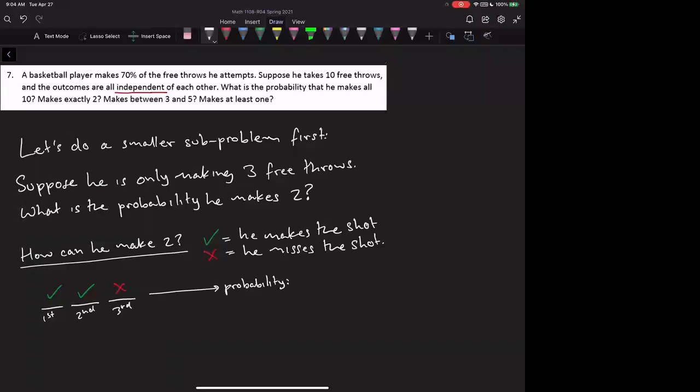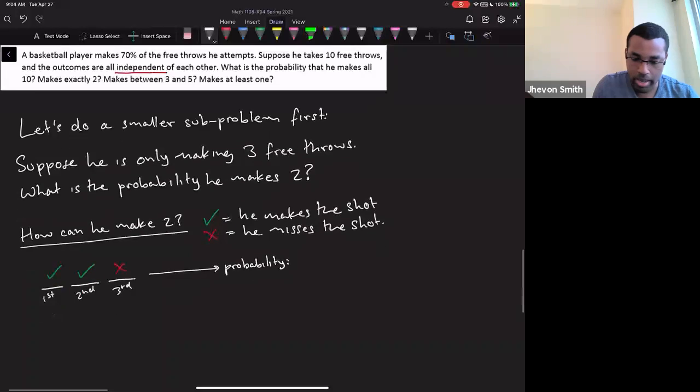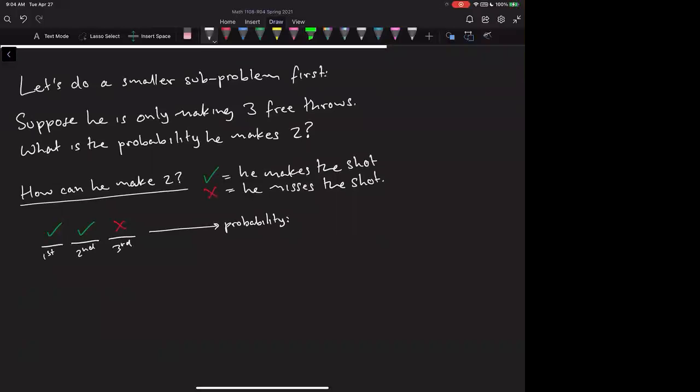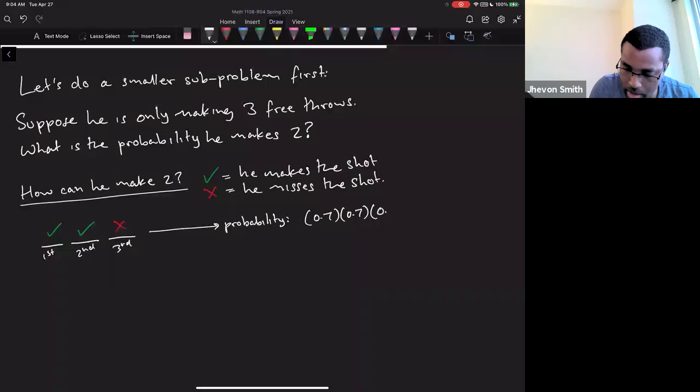Would it be 0.7 times 0.7 times 0.3? Right, you multiply them because it's independent, right? So it's 0.7 times 0.7 times 0.3, where 0.3 is 1 minus 0.7, the opposite. So in other words, that is 0.7 squared times 0.3. That's the probability of that happening.